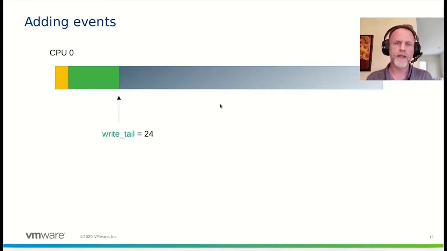So let's look at how we add events to the buffer. It's very important. We start off with a write tail, and say it's 24 here.